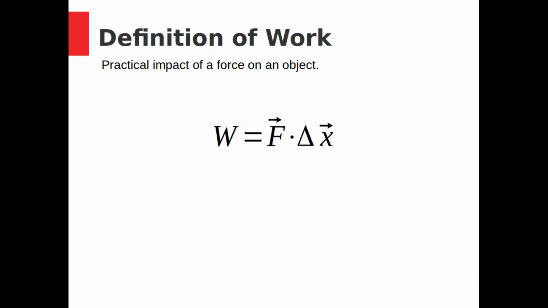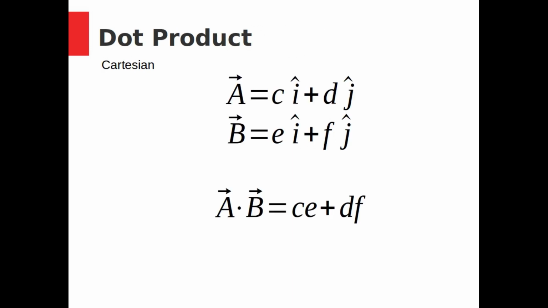To begin, we'll review the definition of work. Work measures the practical impact of a force on an object. Work is calculated as the dot product of the force vector and the displacement vector. Let's first revisit how to calculate a dot product. A dot product is an operation that is done on two vectors.